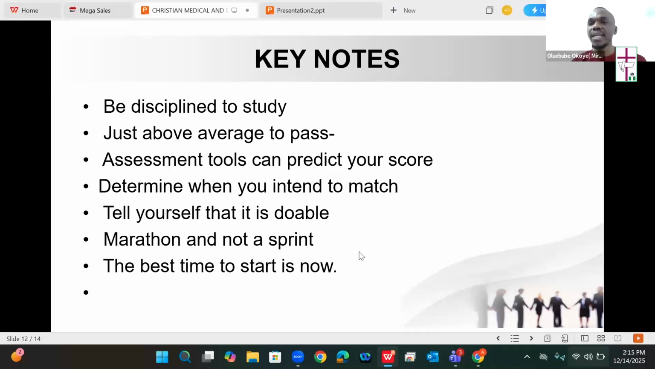What is your match calendar? When do you want to start residency in the US? It's very important because it determines a lot of things: how you read, where you fix your exams, and how you plan yourself towards matching.